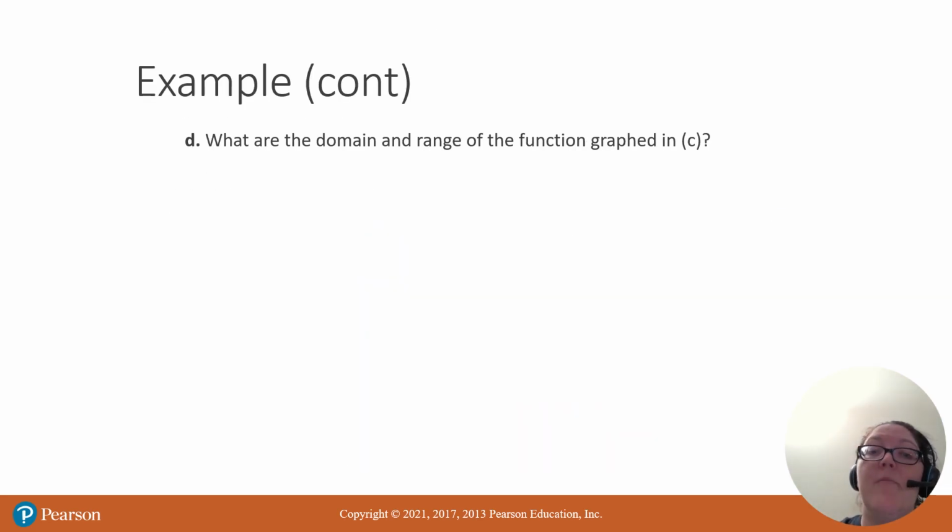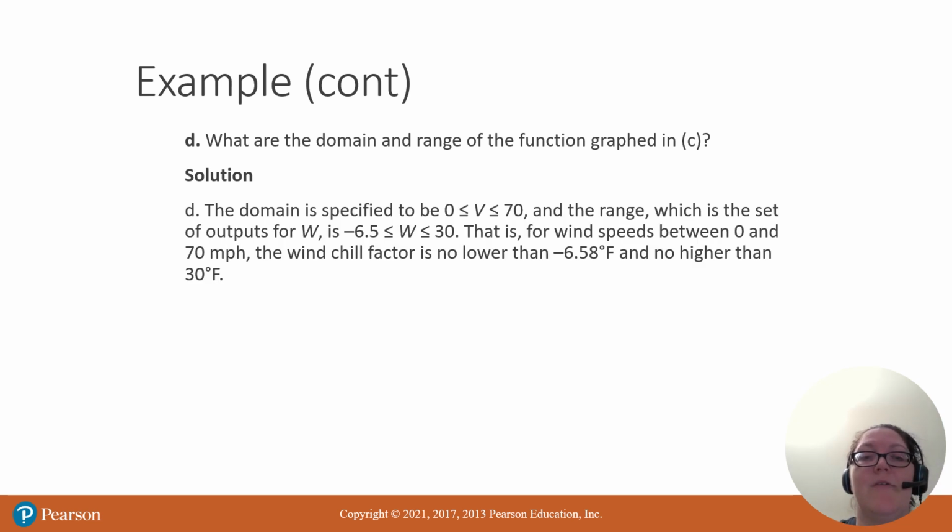Now part D is asking for what is the domain and range of this function. If we take a peek back there, we can very specifically say that the domain of that function was from basically 0 to about 70 is what I would say. Now, when I say about 70, what I'm talking about there is that it's 70 miles per hour.